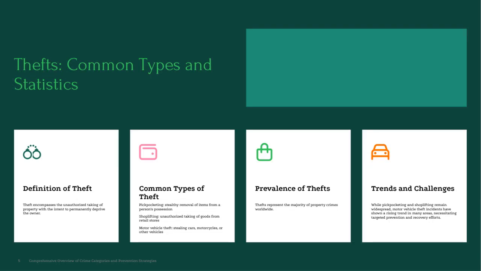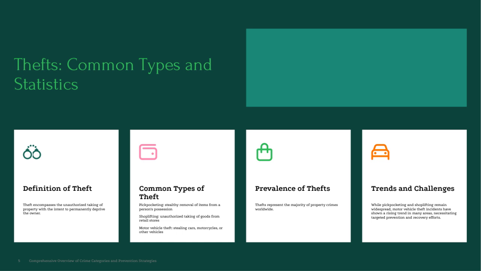Theft is defined as the unauthorized taking of someone else's property with the intent to keep it permanently. It's important to understand the different common types of theft we encounter. Pickpocketing is when someone stealthily removes items from a person's possession, often in crowded places. Shoplifting involves taking goods from retail stores without paying. Then there's motor vehicle theft, which includes stealing cars, motorcycles, or other vehicles.